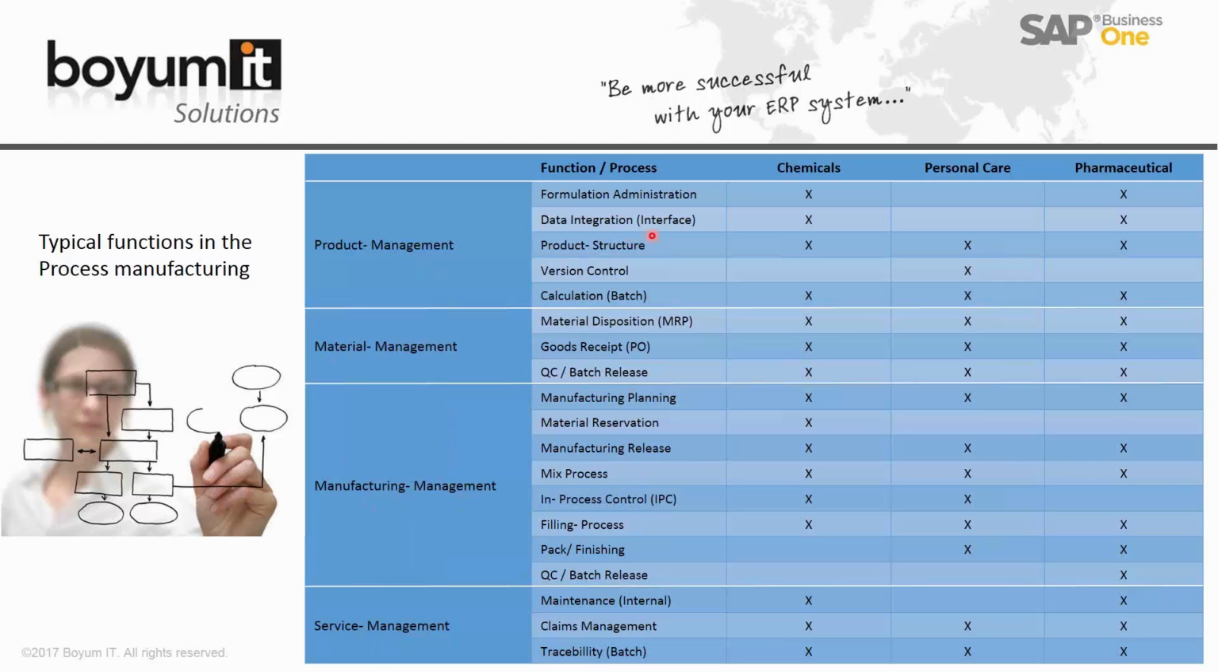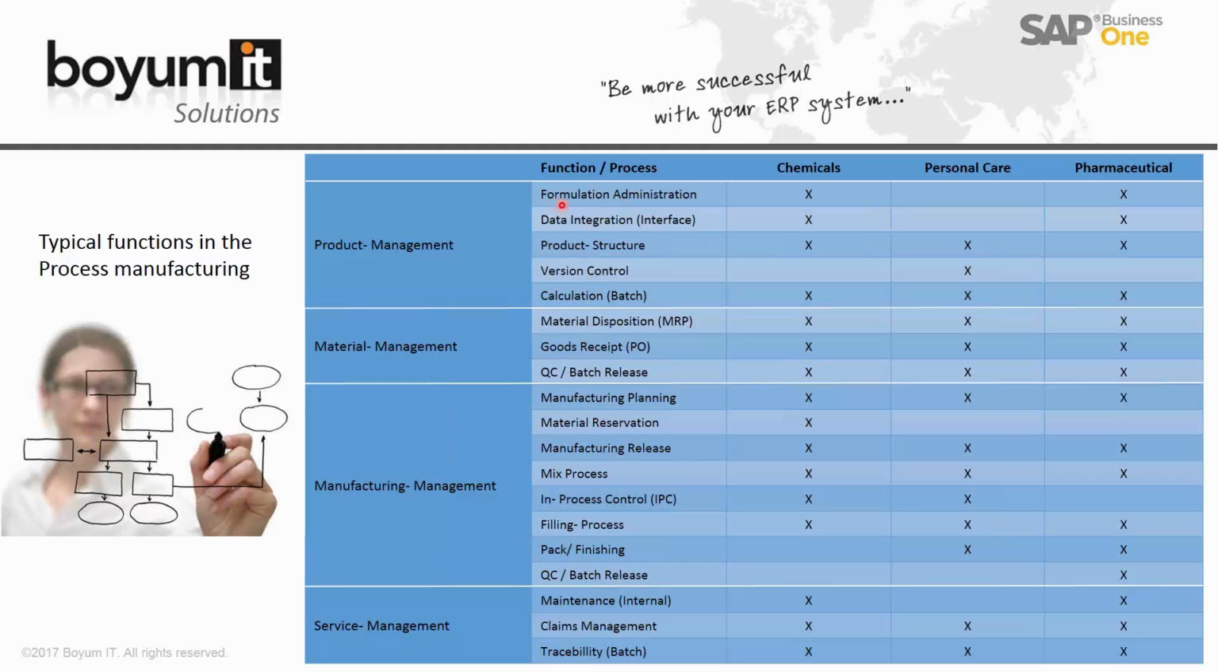And our idea in this matrix is to say, okay, there are different functions and processes we have in the system, and you have different industries inside process manufacturing. We said, okay, it can be a chemical industry, it can be personal care, or it can be pharmaceutical. But all have different requirements, normally in process manufacturing. And then there is the idea of functions.